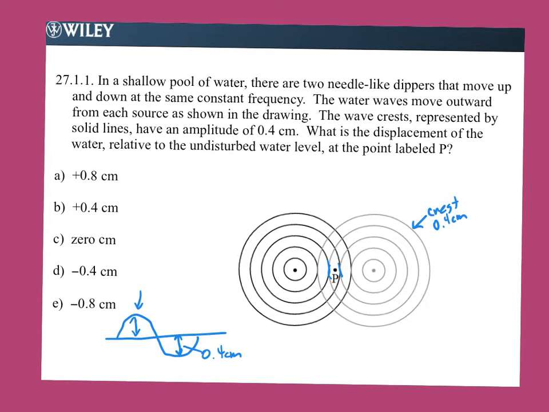Now, if the first trough was 0.4 centimeters below, and then you have a second one which is 0.4, the principle of superposition says that we just add them together. And so therefore the displacement should be 0.4 twice, which is going to give us an answer of E, right there. All right, now while we're on it, keep that in mind.